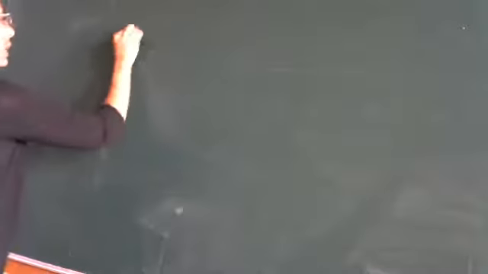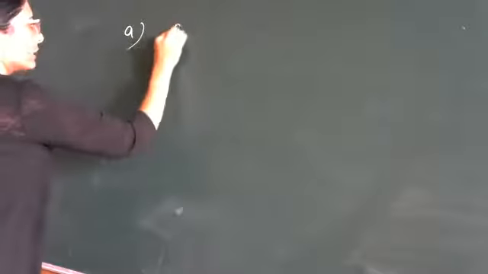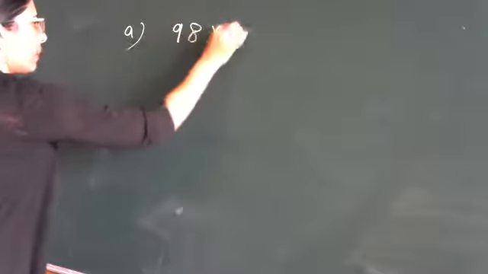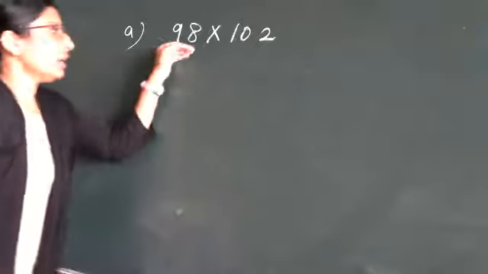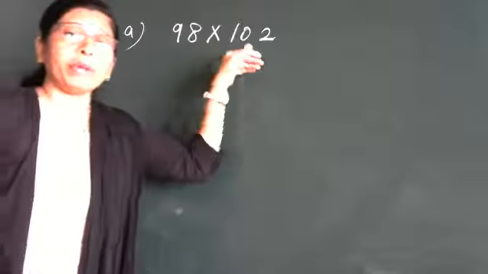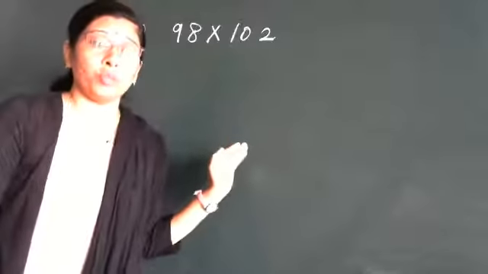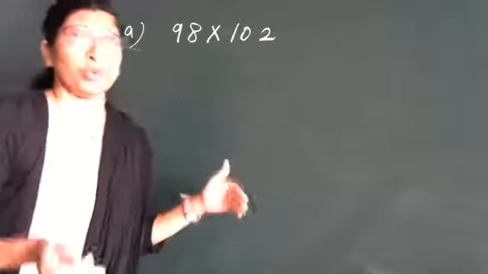Now we'll see some examples on the distributive property. Okay, how we can use the distributive property on solving the examples. Now for example, if 98 is multiplied by 102. In this example, you have to use the distributive property, means you have to distribute it.